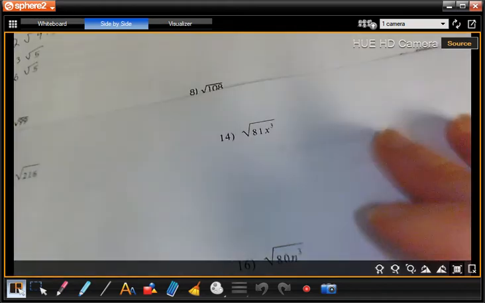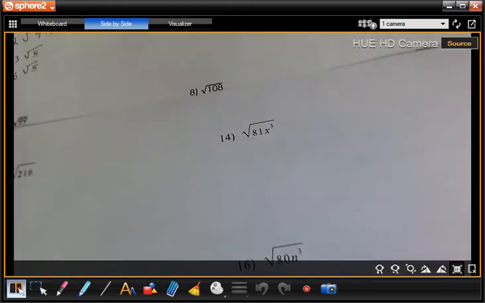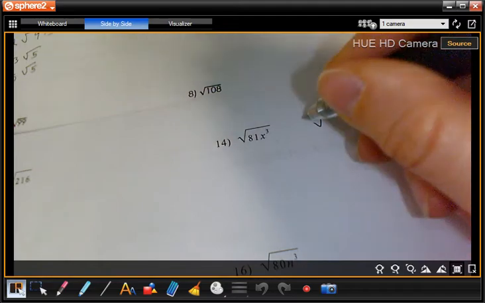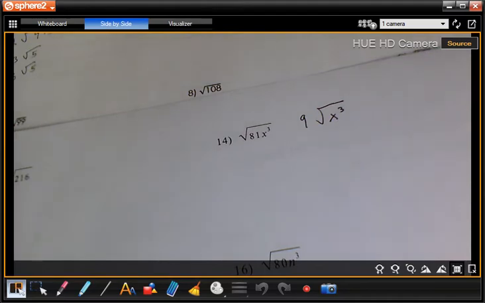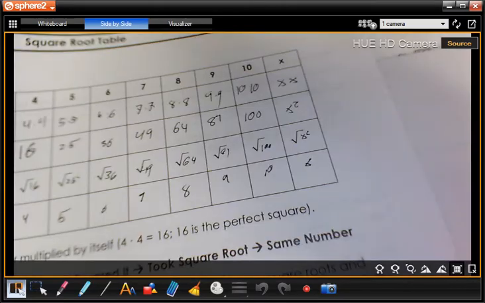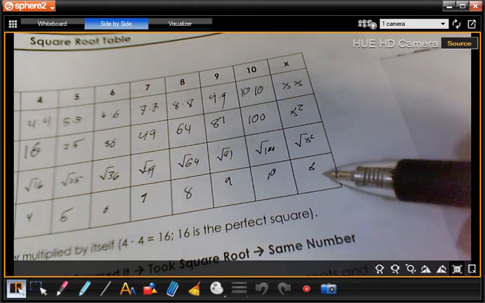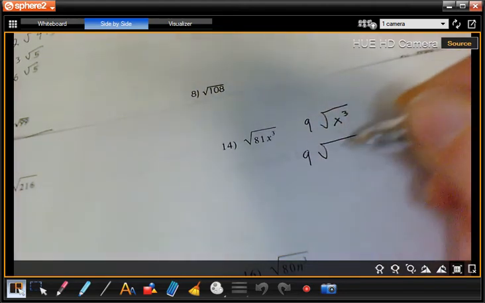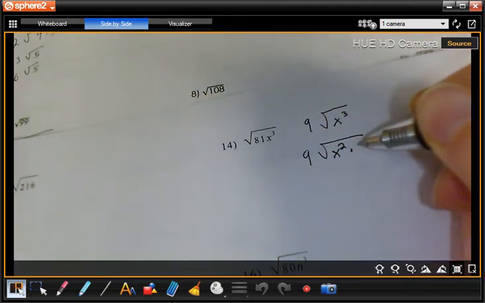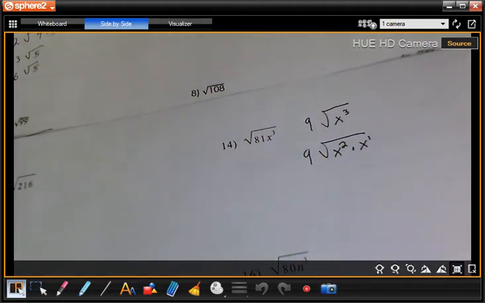Okay. So we're looking at number 14. And we've got 81. What's the square root of 81, guys? 9. Okay? So I've got 9, but I've got this x to the third in here. Do you guys remember from your notes that we took? The square root of x squared is just x. Do you guys agree that x squared times x to the first gives me x to the third? When we are multiplying x's with exponents, we add them together. So we could take them apart in this way.